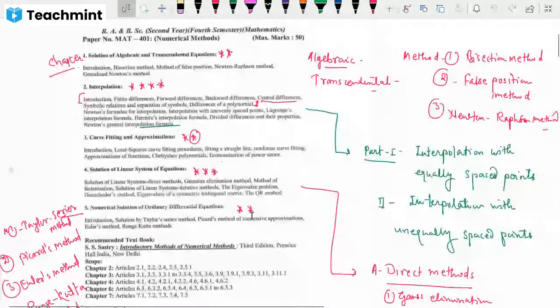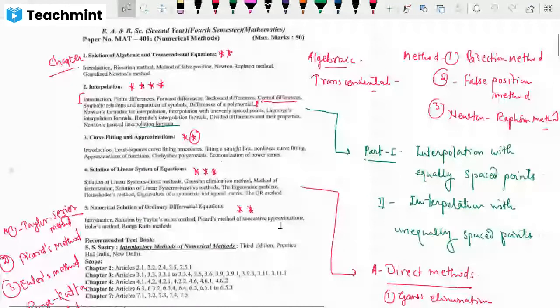We have seen that the chapter interpolation is the most important chapter of this course. In total there are 5 chapters. First chapter, that is solution of algebraic and transcendental equations. Second chapter, that is interpolation. Third chapter, that is curve fitting and approximations. Fourth chapter, that is solution of linear system of equations. And last chapter, that is numerical solution of ordinary differential equations.